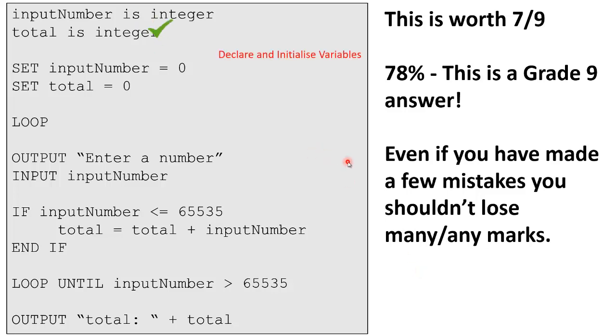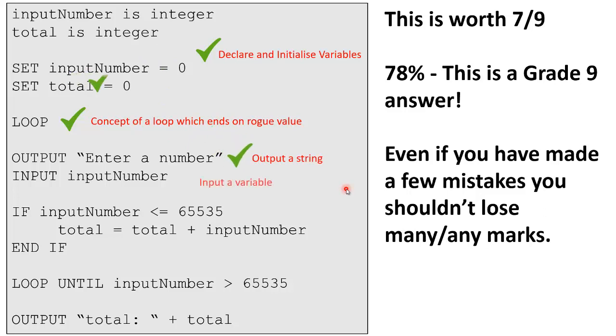We've started off by declaring and initializing some variables that we're going to use. We've got the concept of a loop, which ends on a rogue value, because we've looped until we've got a number bigger than our rogue value. We've outputted a string, something in speech marks. We've inputted into a variable. We've made sure that the name matches up with what we declared at the top. We have some selection, so an if statement. We've kept track of something, so total equals itself plus something else. And we've outputted a variable. Now that's 7 marks.